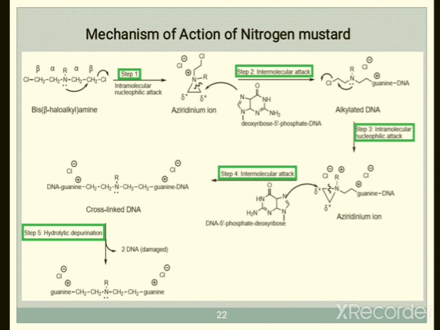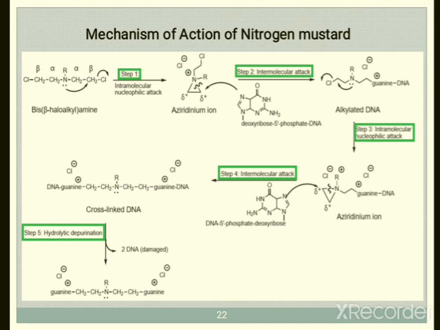The first step is intramolecular nucleophilic attack. You can see in the squares I have given a green color to these steps, and these steps are important. First is intramolecular nucleophilic attack, then step 2 is intermolecular attack, then step 3 is again intramolecular nucleophilic attack, step 4 is again intermolecular attack, and the last one is hydrolytic depurination. So we have to see all these steps.